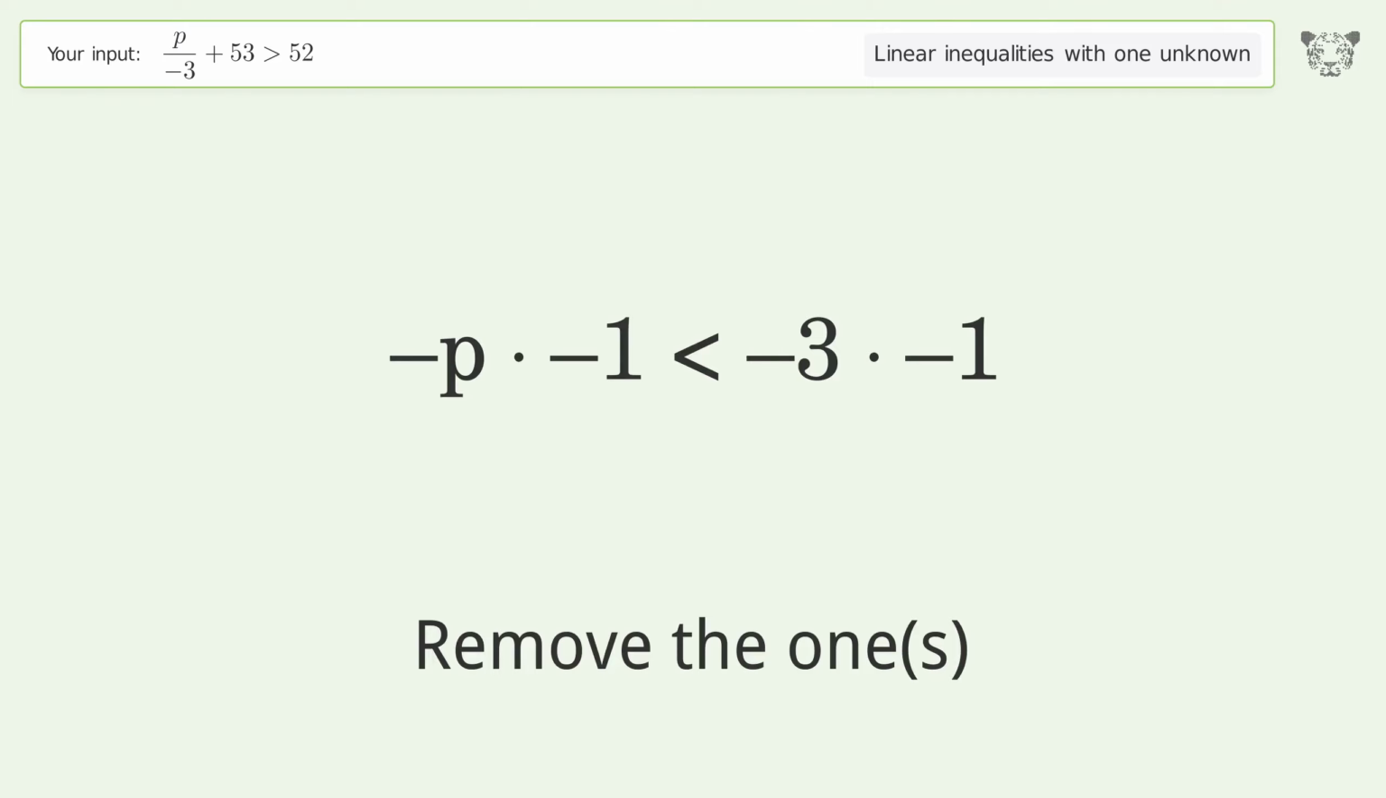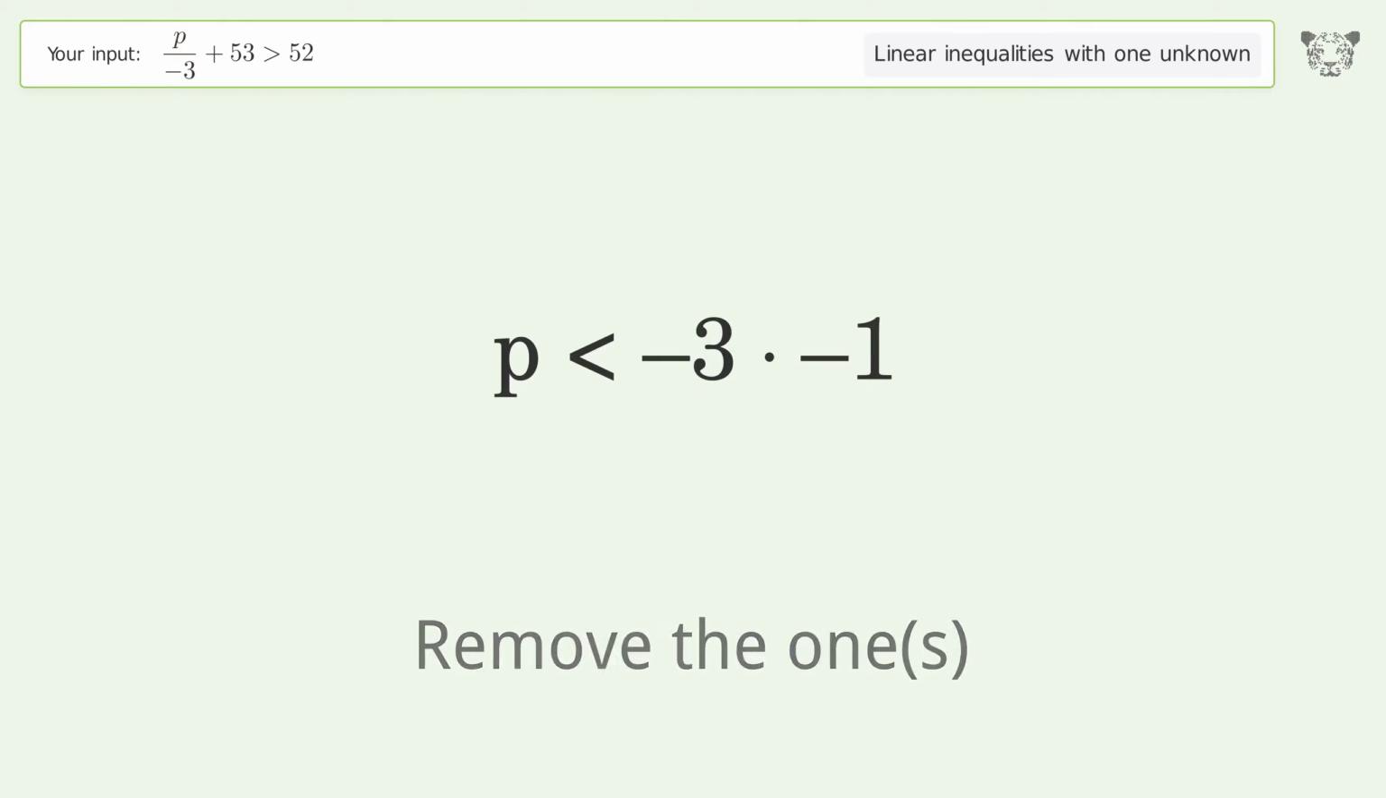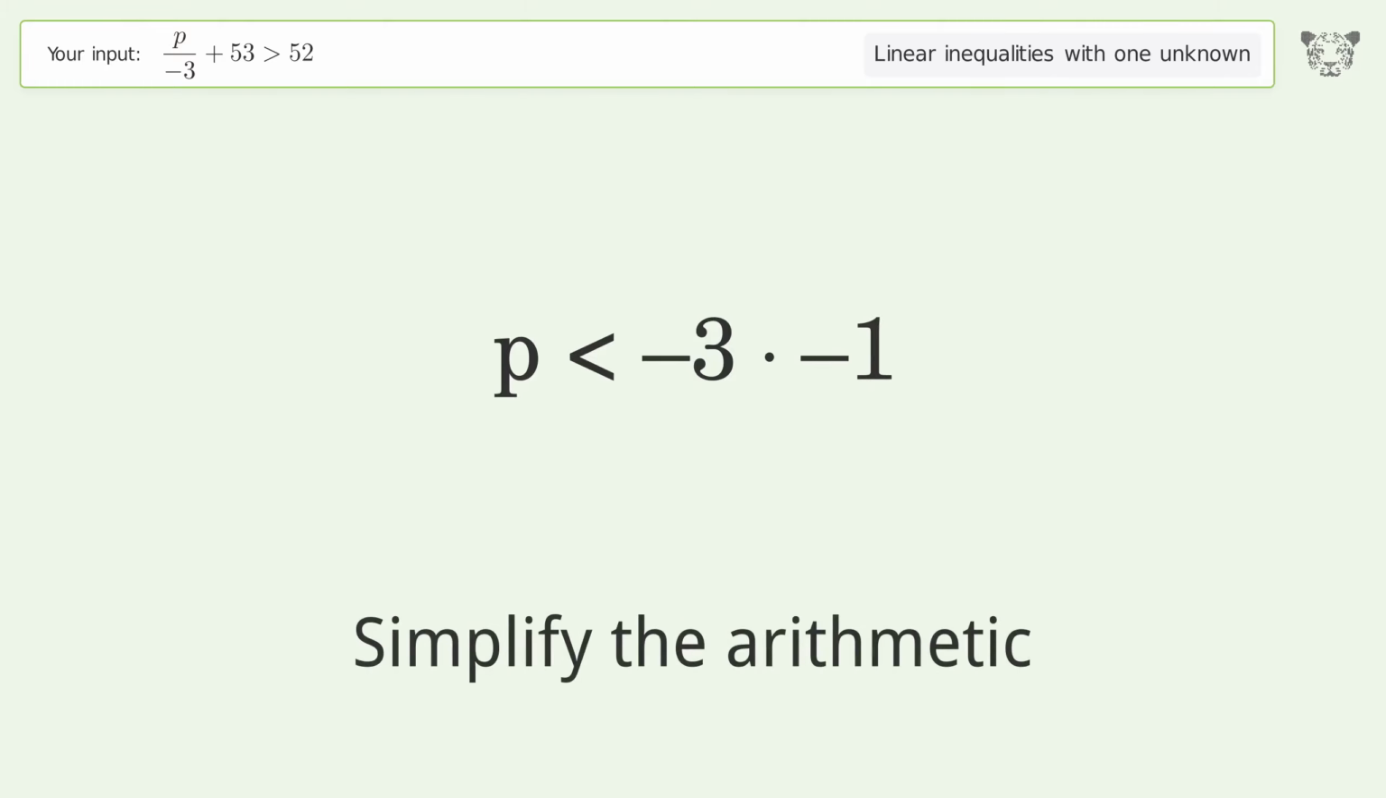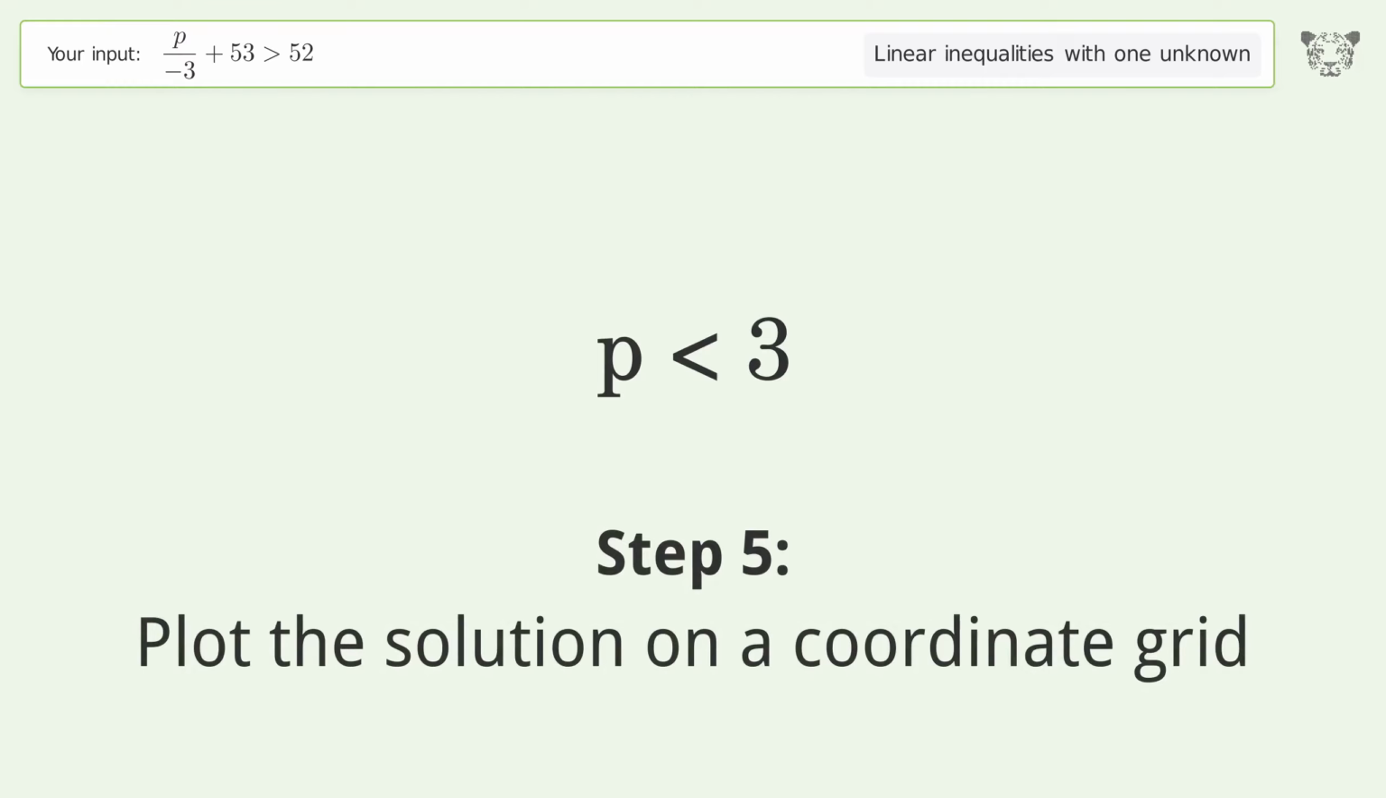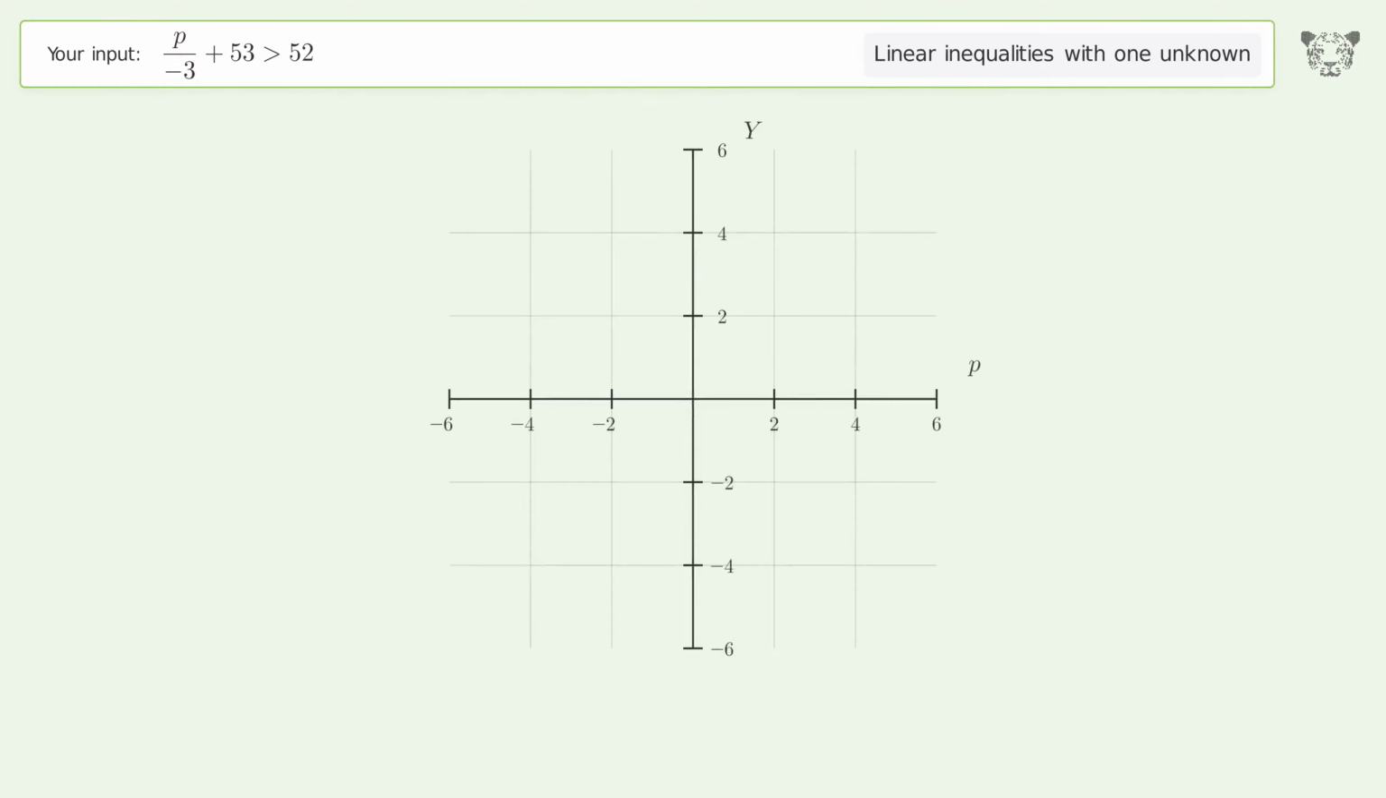Remove the ones. Simplify the arithmetic. Plot the solution on a coordinate grid. And so the final result is p smaller than 3.